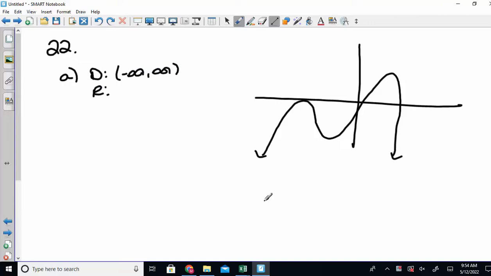Range. We go bottom to top. So this is going down forever, so it's coming from negative infinity. Stops right here at our highest point. So what was that y value? 3. Since we hit it, it gets a bracket.